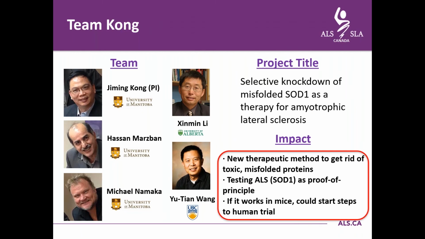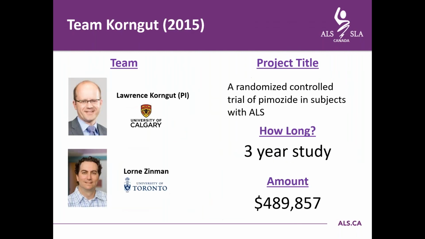So ultimately, this is a new potential therapeutic method to get rid of toxic misfolded proteins, using ALS and SOD1 specifically as a proof of principle. And if it works in mice, the idea was, could they start the steps towards bringing this to human clinical trial?